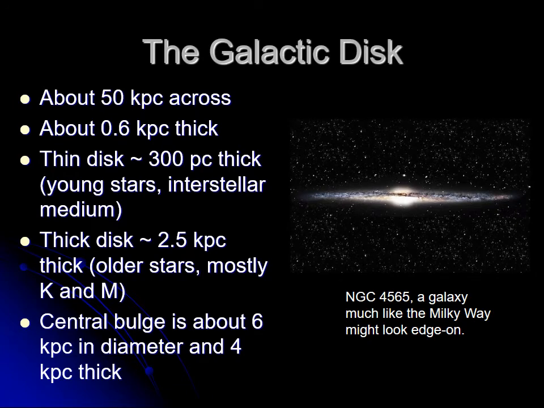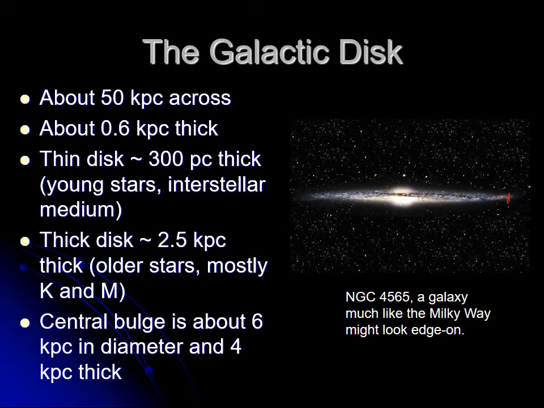That's not our galaxy there, but that's another galaxy similar to ours. We think ours would look something like that if it was seen edge on. And that's actually the galaxy NGC 4565. The galaxy is about 50,000 parsecs across, about 0.6 kiloparsecs thick for the disk.